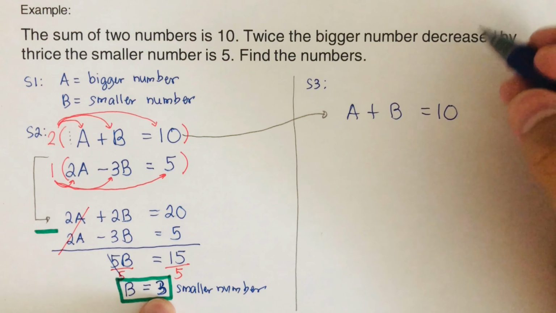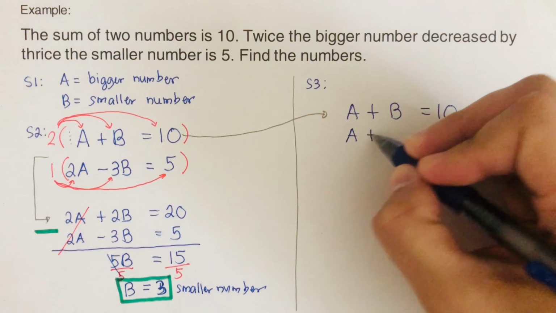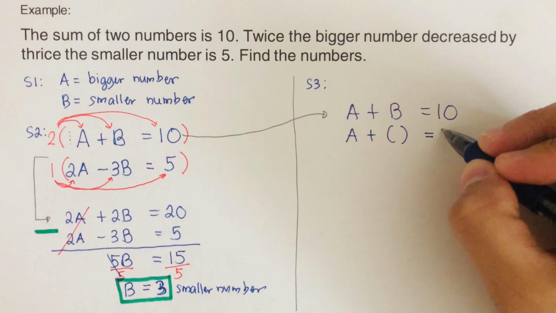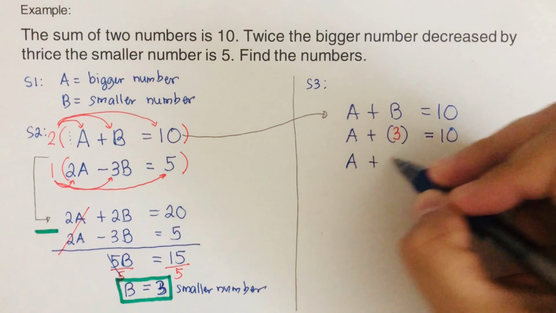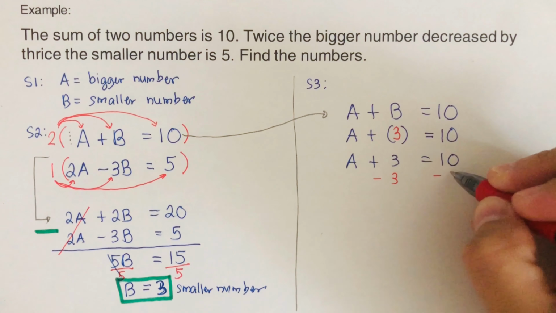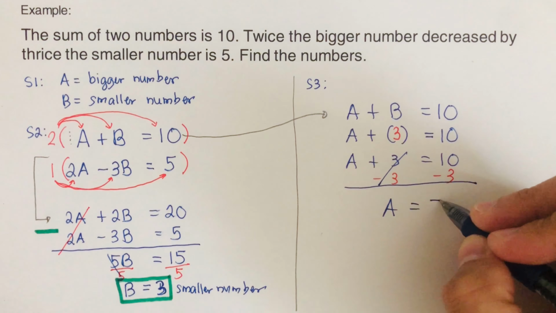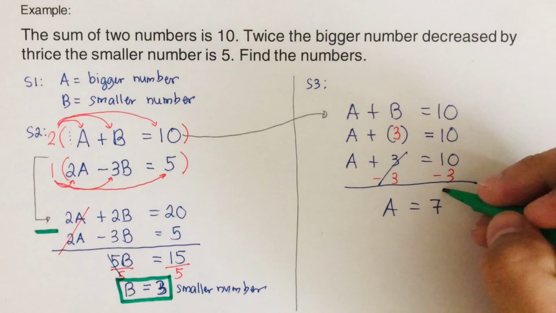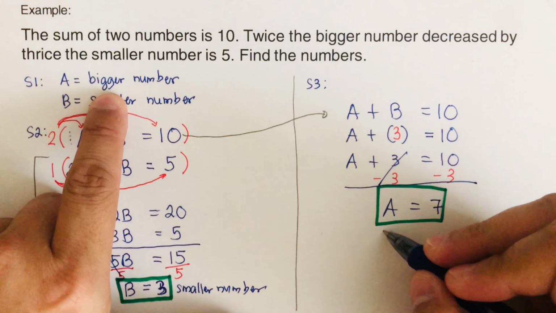We already have the B, so we plug it in. Again, when we plug in values, we always change the variable into parentheses before we plug in the values. So that would be A plus parentheses equals 10. Our B was actually 3, so I put that in here. Then we can come up with A plus 3 equals 10. So we subtract 3 from both sides, minus 3 and minus 3. Then we are left with A is 7. So this 7 represents our letter A, which is defined as the bigger number.